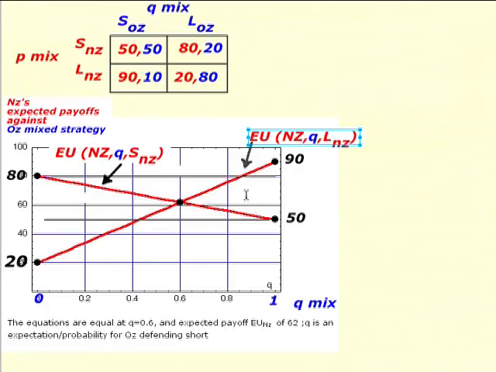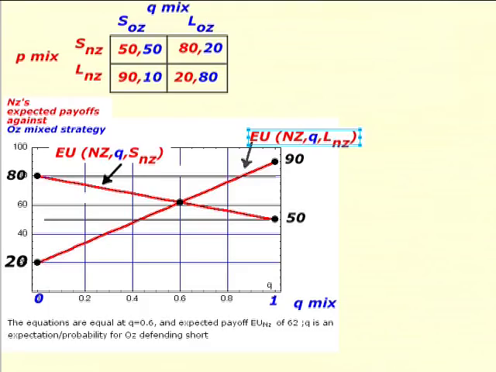Again, the line is upward sloping to reflect the fact that for New Zealand, their expected payoffs go up when they throw long, when the chances are that Australia is going to defend short. Again, the two curves cross. There's one point in the middle there. This is the special QMIX where New Zealand is indifferent. They don't know what to do. If Australia's QMIX is less than 0.6, New Zealand should be throwing short. If Australia puts on a QMIX of more than 0.6, New Zealand ought to be going long.